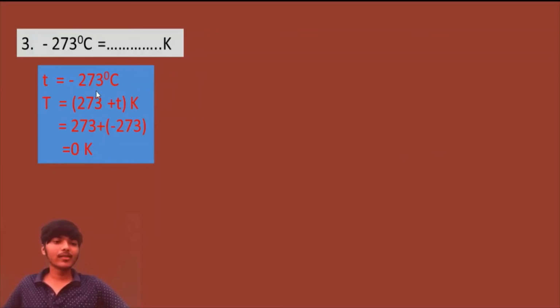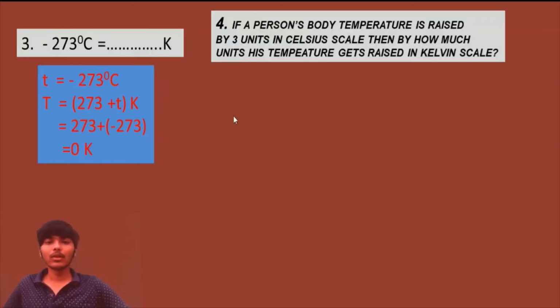Here small t is equal to minus 273 degree centigrade. We know capital T is equal to 273 plus small t. Substituting minus 273 in place of t, we get 0 kelvins. So here is the fourth question: if a person's body temperature is raised by 3 units in Celsius scale, then by how many units does his temperature get raised in Kelvin scale?